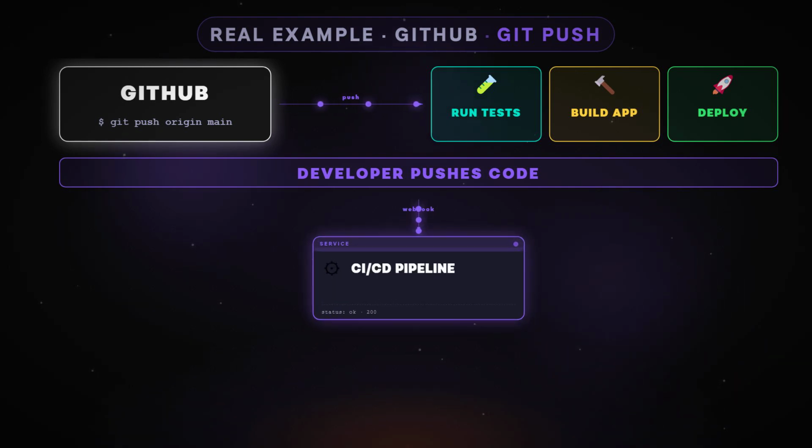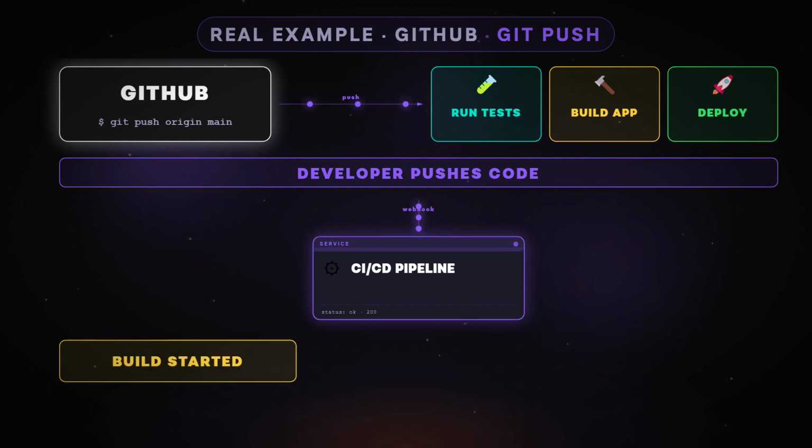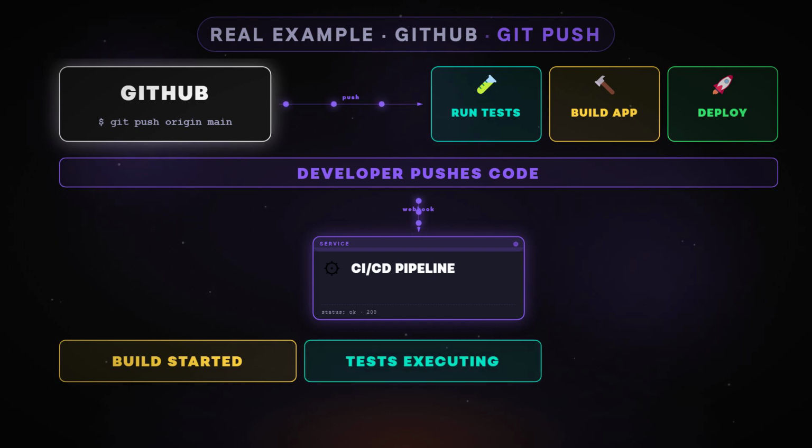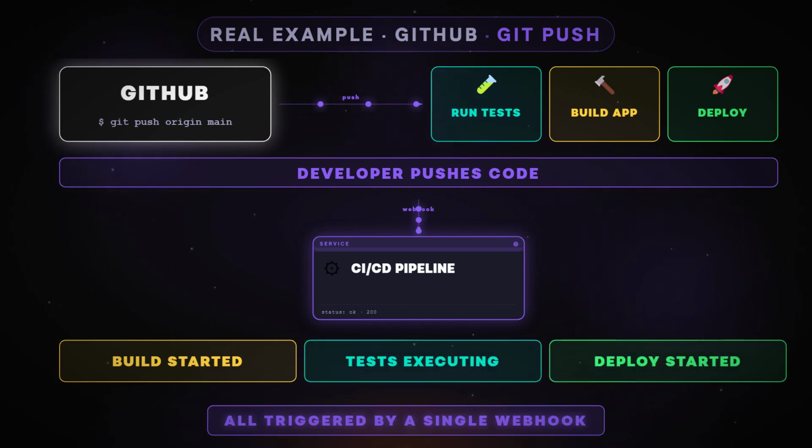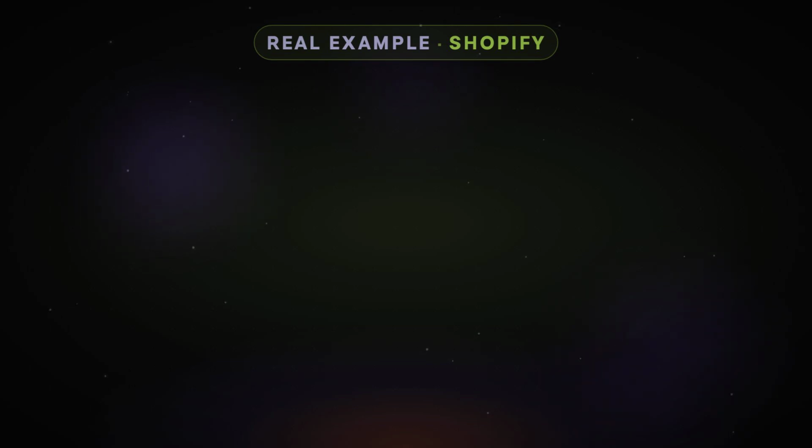The CI/CD pipeline starts automatically. Build begins, tests execute, deployment may start, all triggered by a single webhook. A similar real-world example is Shopify.